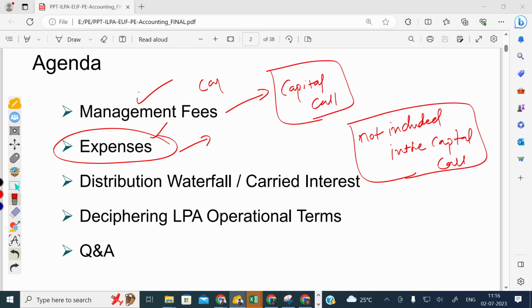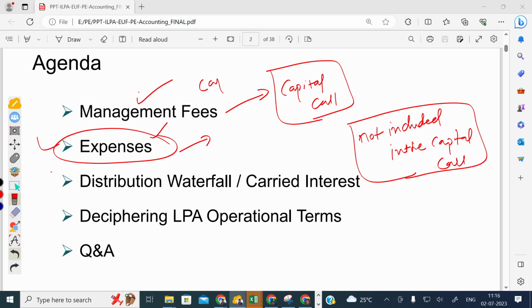Because when you receive payment, you receive only a single amount, and it's your responsibility to calculate the exact capital call amount, to calculate the admin fees, partnership expenses, or any other expense. If you see organizational expenses and all, you need to calculate that and apply the accounting treatment accordingly. Right?